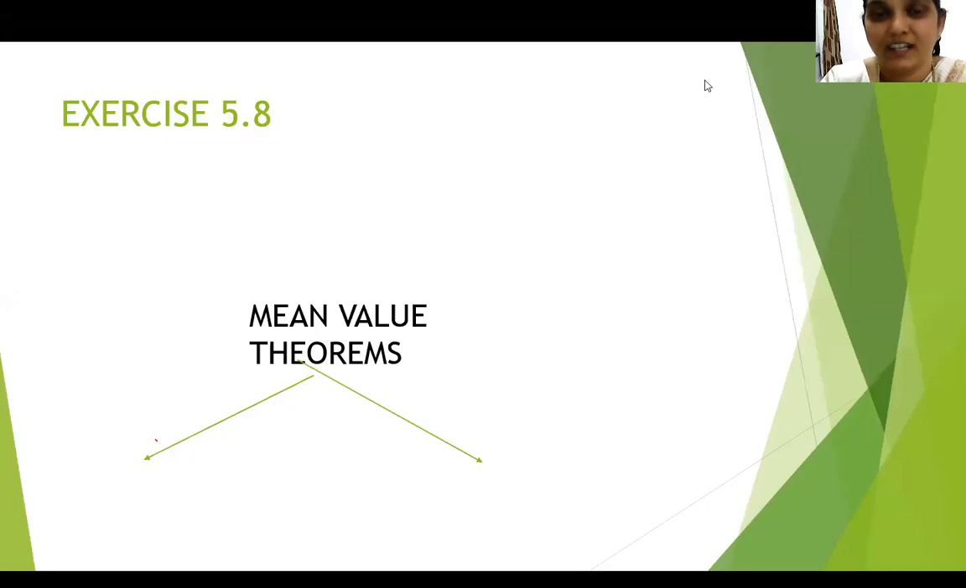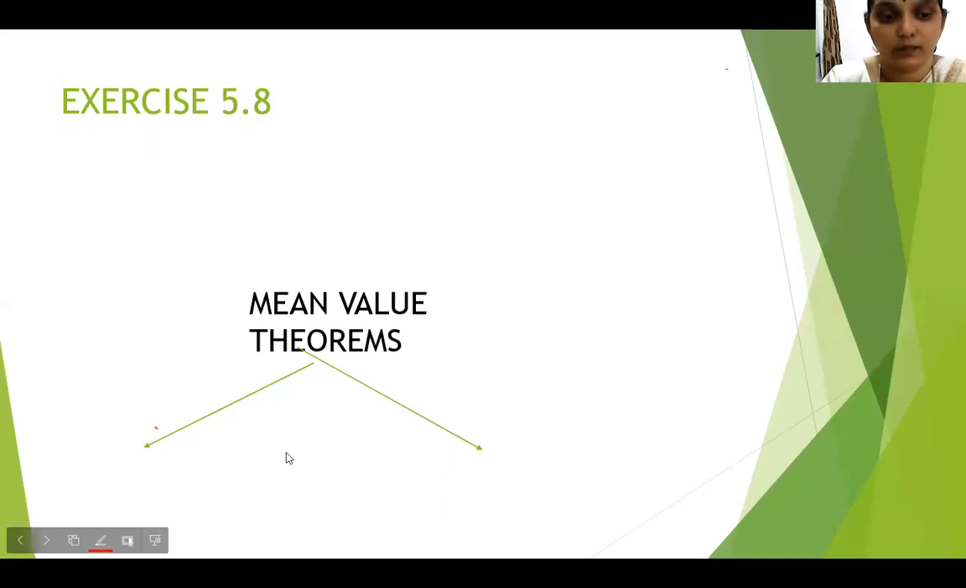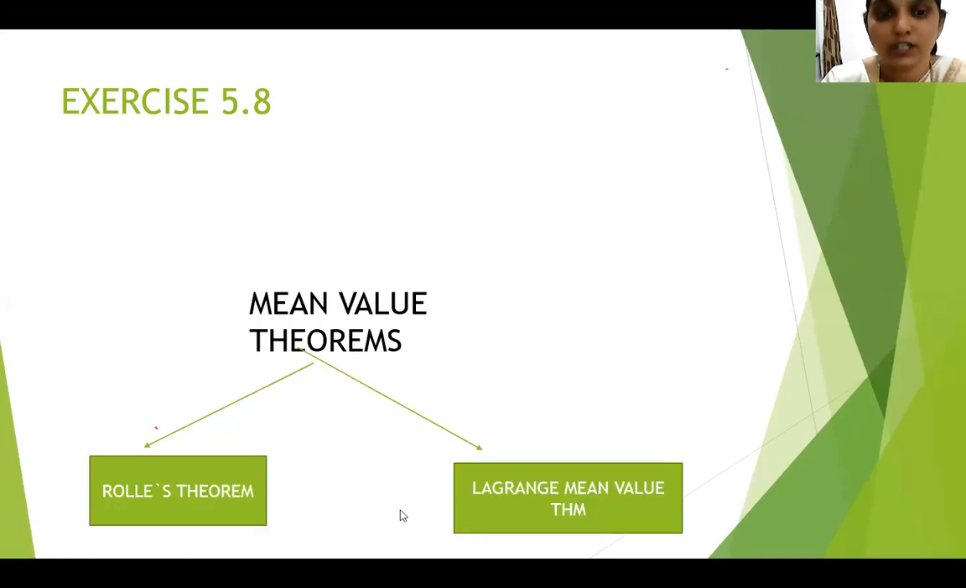Hello students, in this video we shall start learning mean value theorems. There are three mean value theorems: Rolle's theorem, Lagrange mean value theorem, and one more is Cauchy's mean value theorem. But in this video we are going to study two theorems, Rolle's theorem and mean value theorem. These two theorems are there for your syllabus.